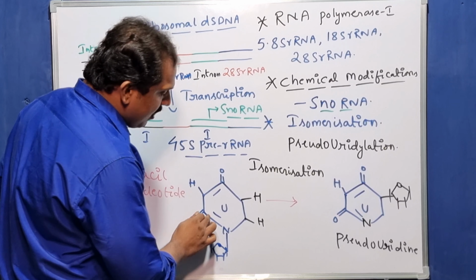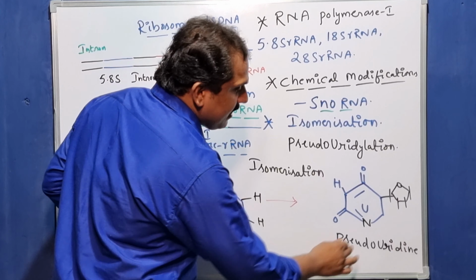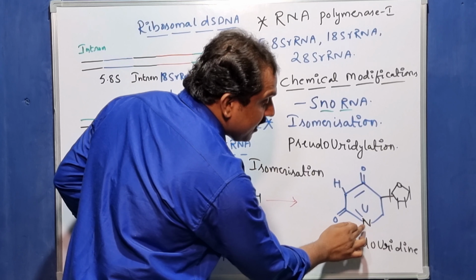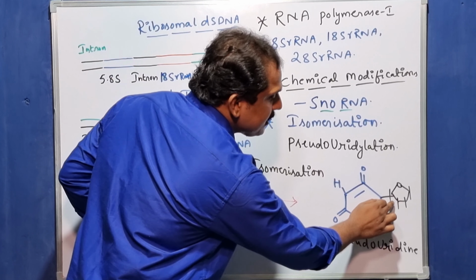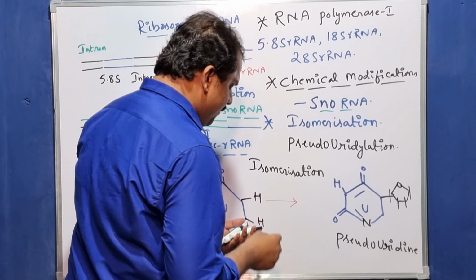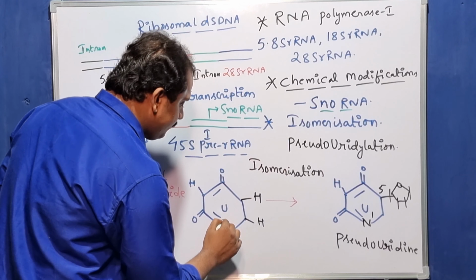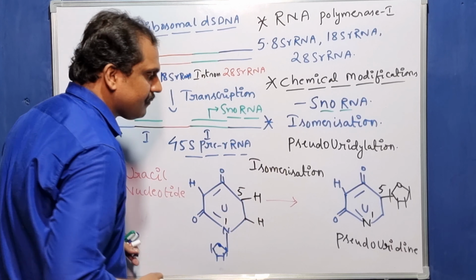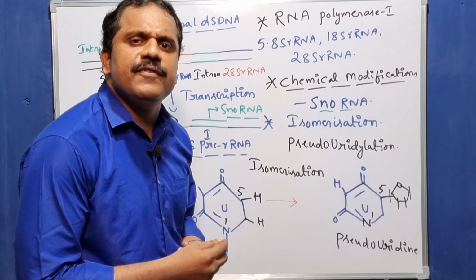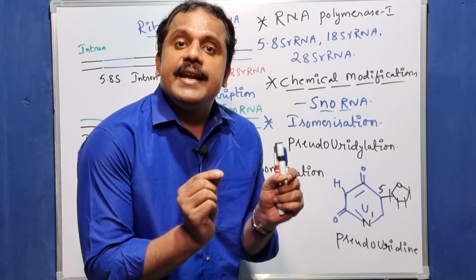But once the uracil nucleotide undergoes isomerization, under such condition, the ribose sugar, instead of attaching to the nitrogen atom at the first position, attaches to the nitrogen atom which is present at the fifth position. So once the ribose sugar attaches to the nitrogen atom at the fifth position, the pseudo-uridine nucleotide is successfully formed.